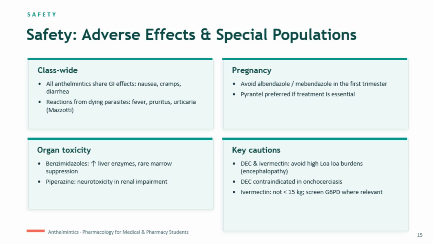In pregnancy, avoid albendazole and mebendazole in the first trimester, and prefer parenteral if treatment is truly essential. And keep those key cautions front of mind. Avoid DEC and ivermectin with high loa loa burdens. DEC is contraindicated in onchocerciasis, and ivermectin isn't for children under 15 kilograms. Good prescribing is as much about these cautions as it is about the mechanisms.